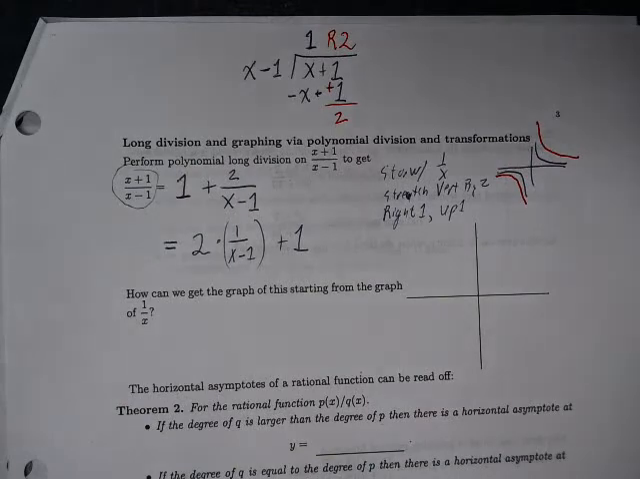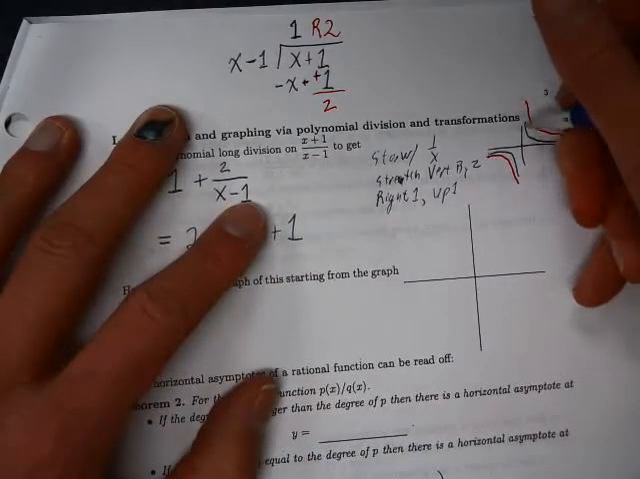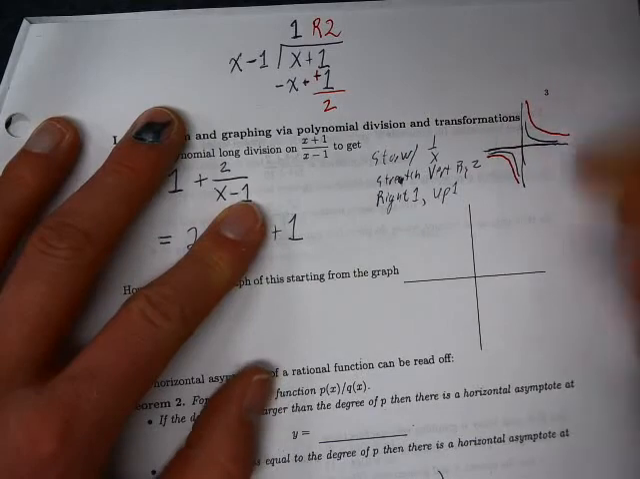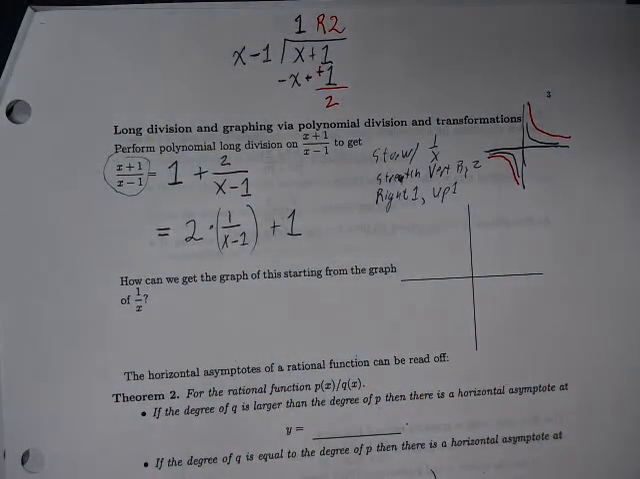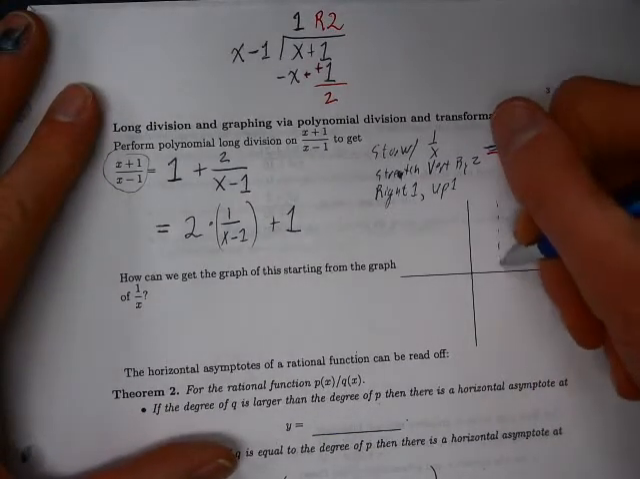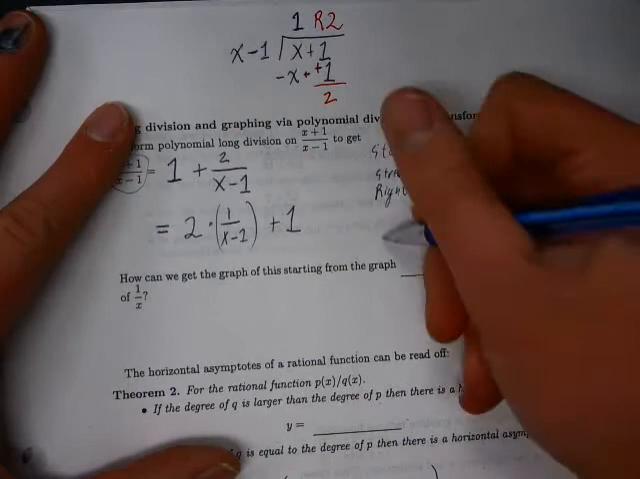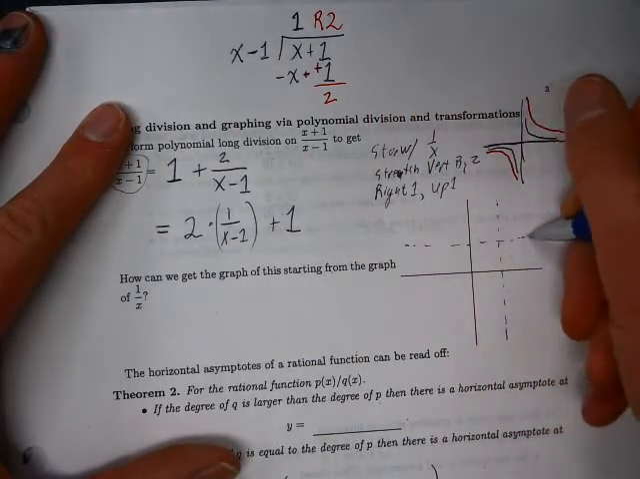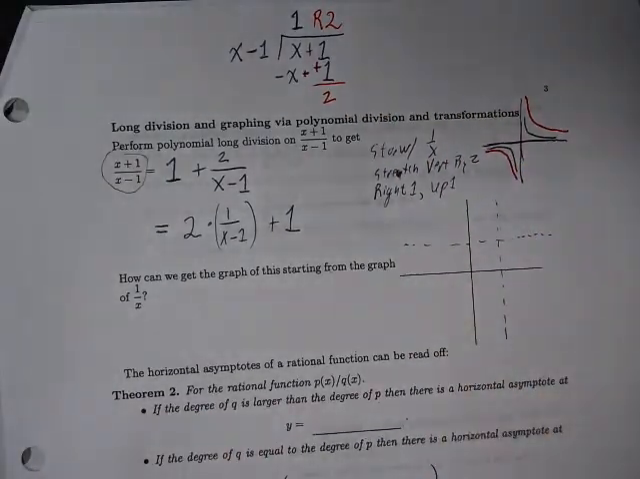And maybe just for emphasis, I'll keep track of the vertical and horizontal asymptote. To begin with, I have a vertical and horizontal asymptote at x equals 0 and y equals 0. I shift right by 1. The vertical asymptote will now be x equals 1. The horizontal asymptote will now be y equals 1, because I've shifted up by 1. And then the graph will just come along for the ride.